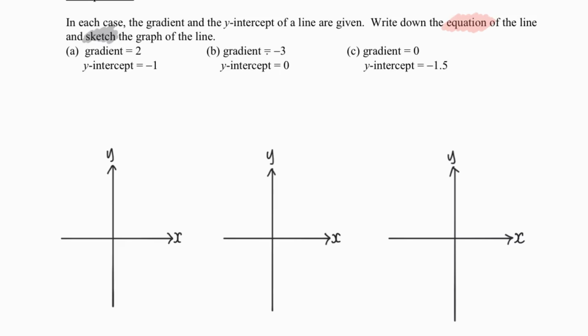Given gradient, since we already know y equals to, this is the general form, where gradient is my m, y-intercept is my c. So it becomes pretty straightforward. The answer for this is y equals to 2x minus 1.